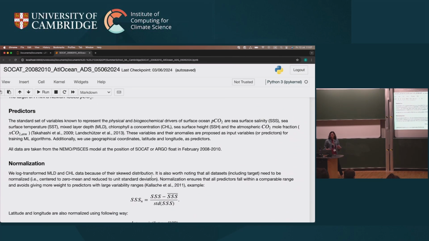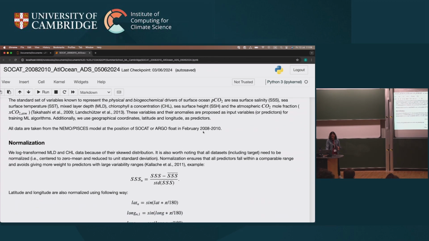The predictors to reconstruct pCO2, here is a list of them, represent the physical and biogeochemical drivers that drive pCO2 variability. They are sea surface salinity, sea surface temperature, mixed layer depth, chlorophyll concentration, sea surface height, and atmospheric CO2 mole fraction. We will also use the anomalies of all these variables as additional predictors, as well as geographical coordinates, latitude and longitude. I repeat again, we just reconstruct 1 month in this exercise, February.